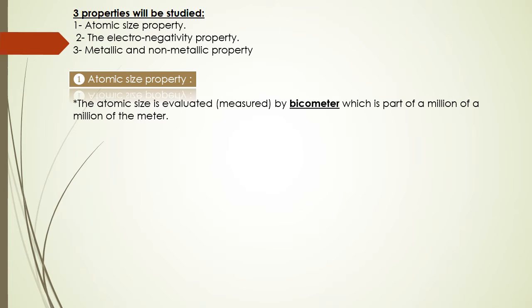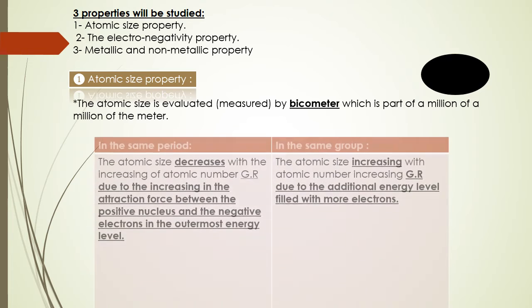What's meant by atomic size? Atomic size is atomic volume. That means we measure the atomic volume of an atom. So it can be measured by picometer. Again, the atomic property can measure the atomic size or the atomic volume. That means we can measure the volume by a measuring unit called picometer.